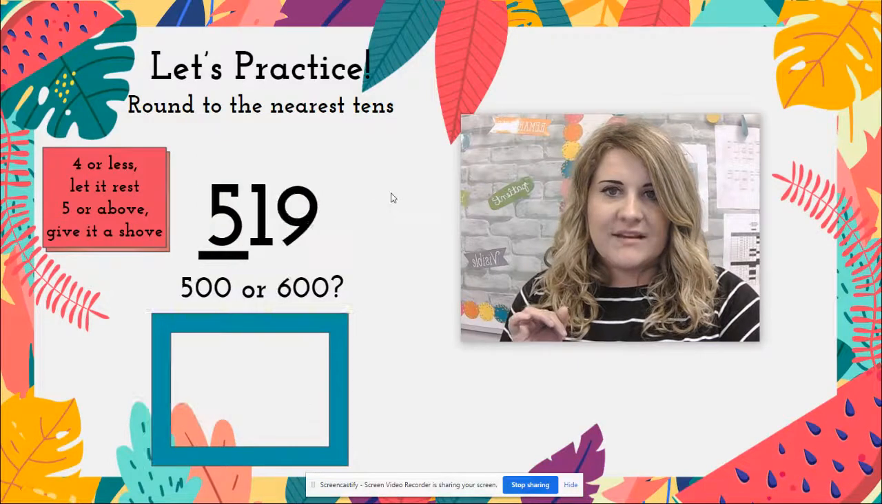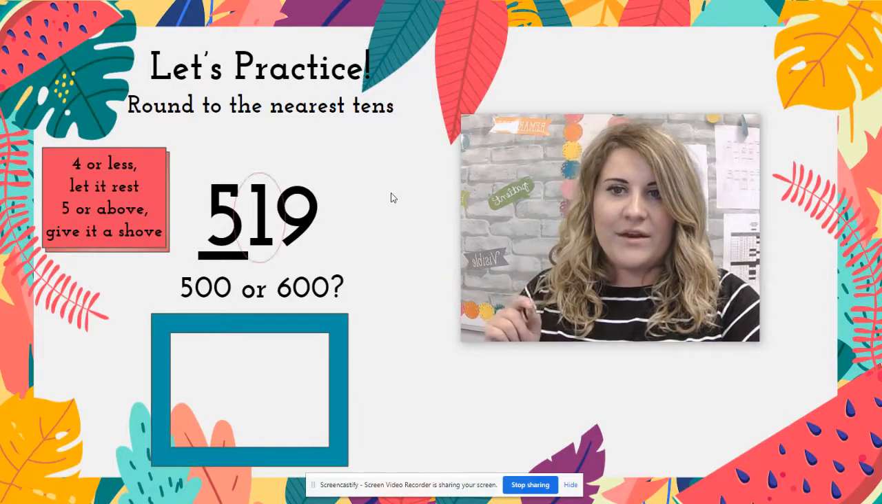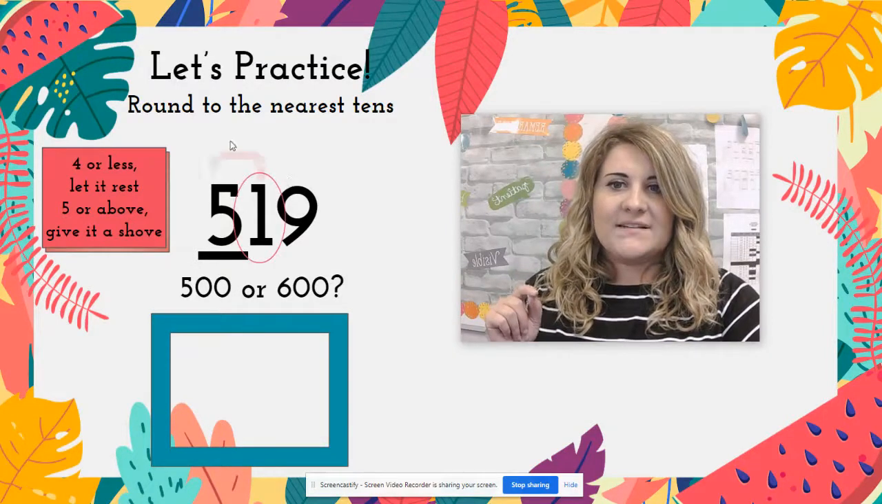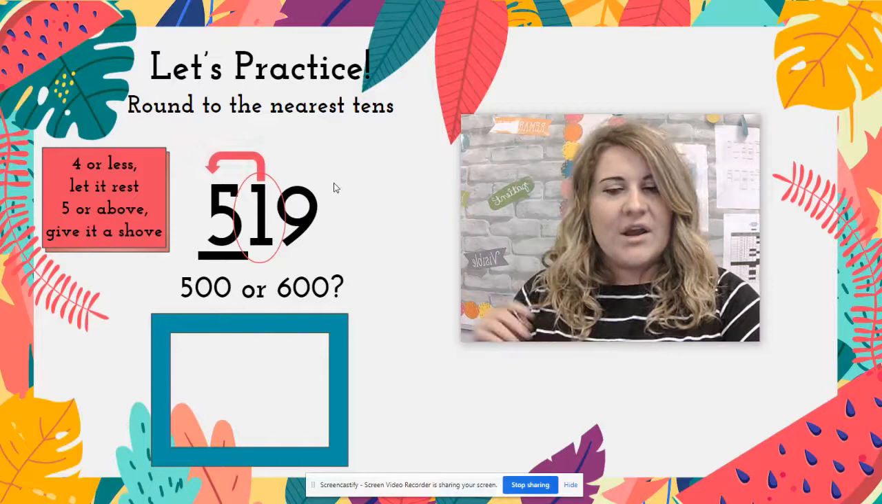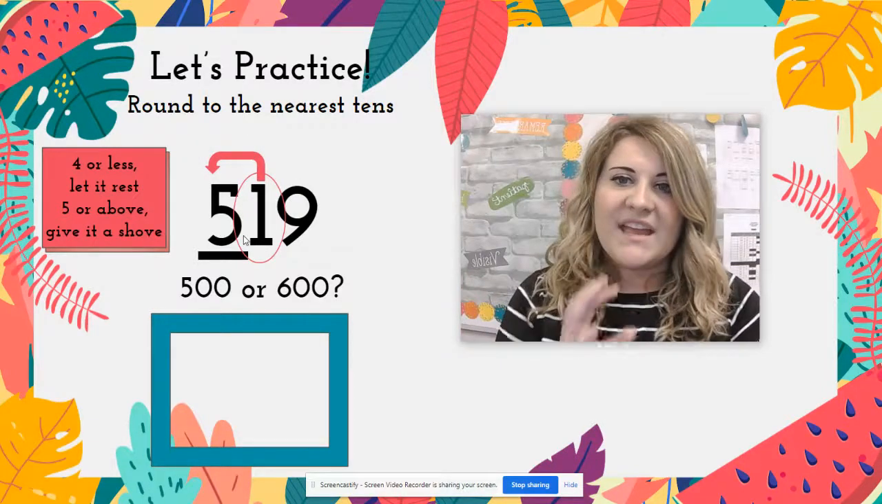Let's see what happens here, all right? We've got 5 underlined. We've got 1 circled. The 1 is going to tell the 5 to do what? Is this 4 or less? Let it rest. 5 or above, give it a shove. Remember, you're looking at the circled number.